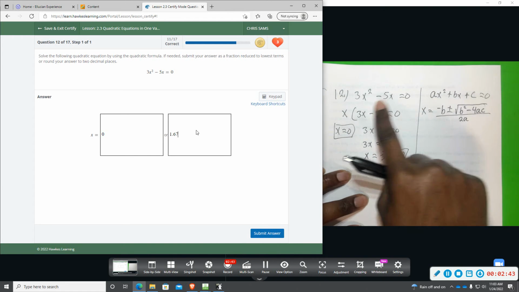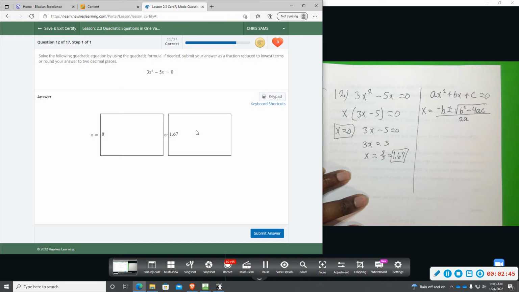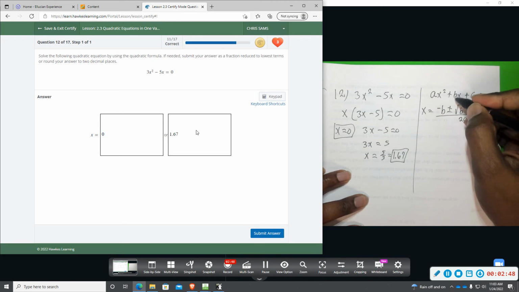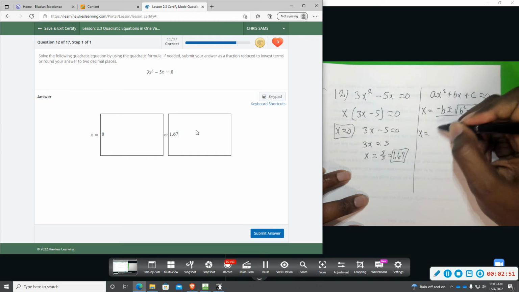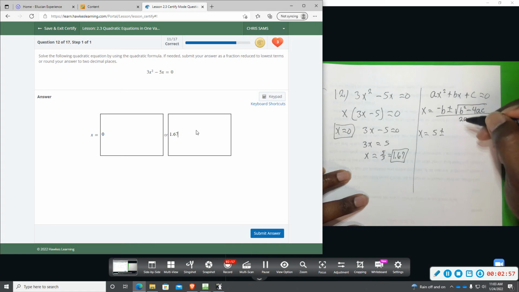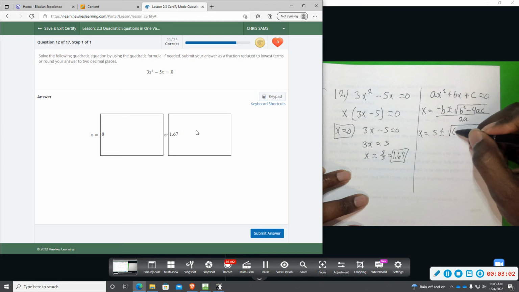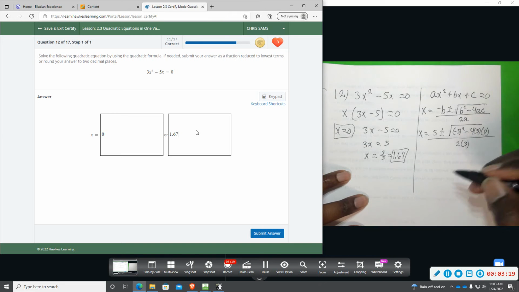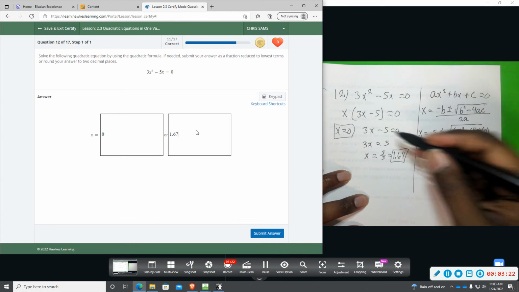A is 3, b is negative 5, c is 0, so there's no term. So b is negative 5, and you plug it into negative b, which gives you a positive 5, plus or minus. So you just do the opposite of b. Some people just say opposite b. Square root of b squared, so negative 5 squared, minus 4 times a, which is 3, times c, which is 0 since there's no c, all over 2 times a, which is 3. Alright, and so you can already see this is a longer process than what we did here.